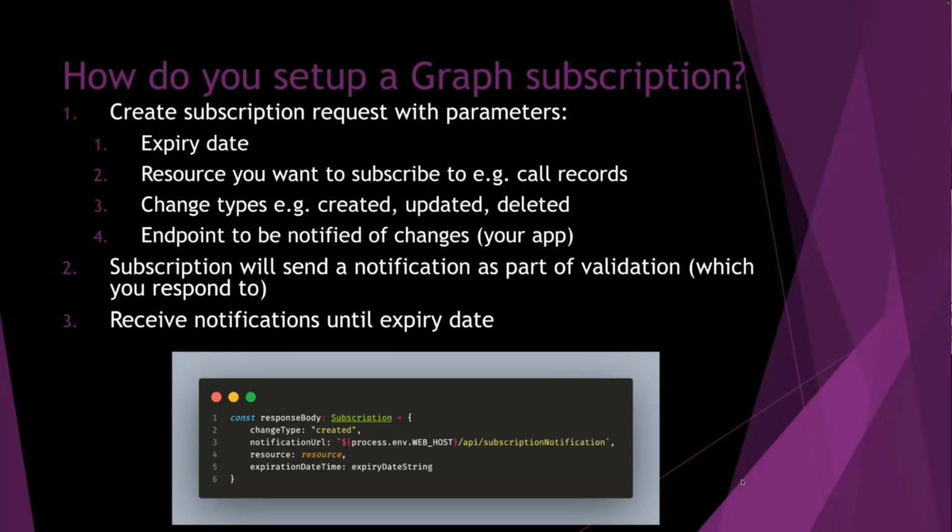So in this case, I've said here's a subscription. I want the change type, so only when it's created. I don't worry about it being updated or deleted or whatever. The resource in here, I've done as a parameter. So obviously we can change the resource type depending on what type of subscription it is. And likewise with the notification URL, it's just my host name, wherever the code's running, and then /API/subscription notification. You can change that to whatever you want it to be, but that's what I'm using in this sample anyway.